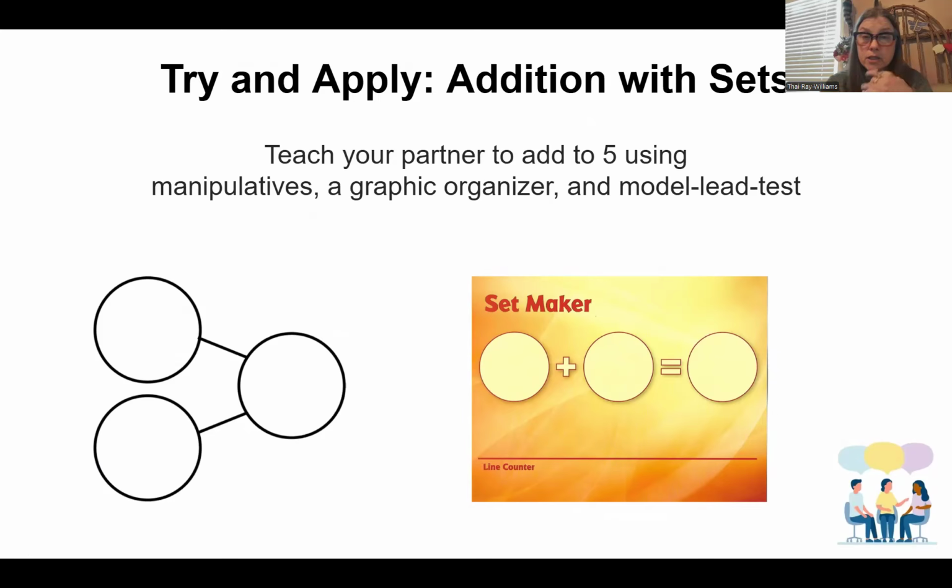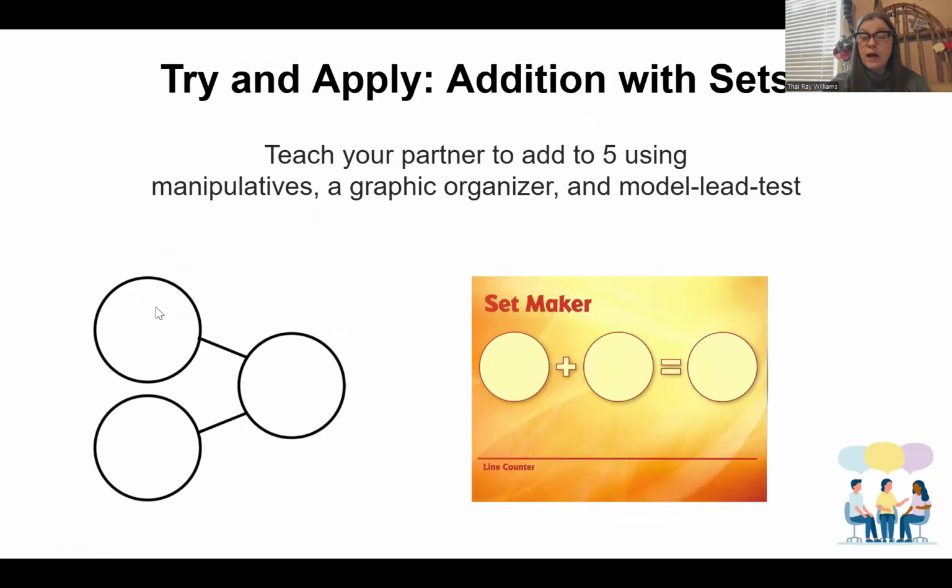So you're going to teach addition to 5 using your manipulatives, using a graphic organizer, and teaching using model lead test this time. Here are 2 examples of graphic organizers that you could use. This one is in your resources on Canvas, or you can just draw it out. You can just use a piece of paper.